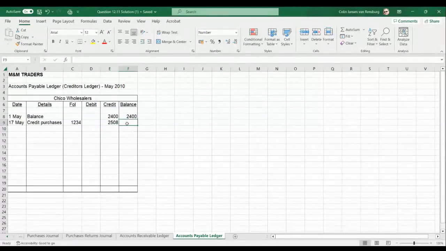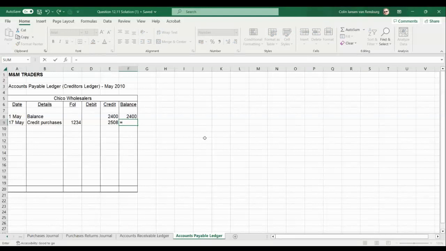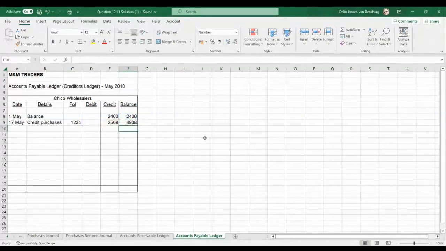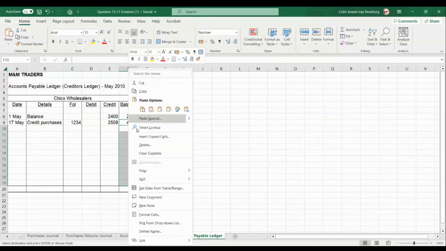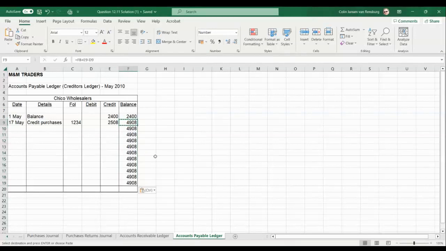Now we can go and program our running balance. We're going to say this running balance is equal to F8. If it's a credit, it's a plus E9, and if it's a debit, it's a minus E9. That will give us a running total. We can copy that over for future reference, so after each and every transaction, it will give us a balance.